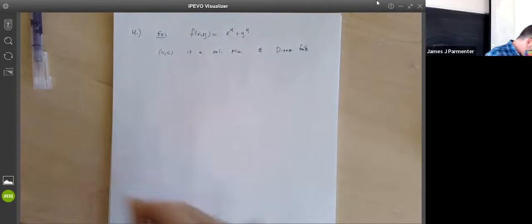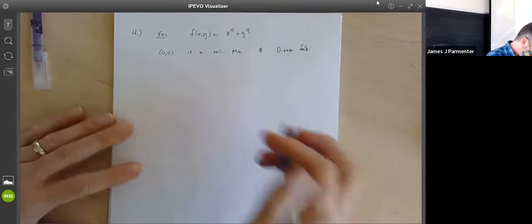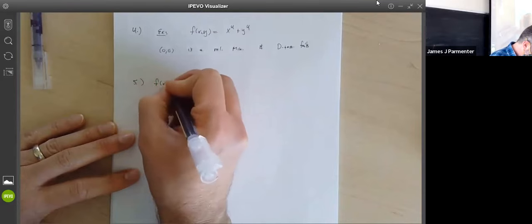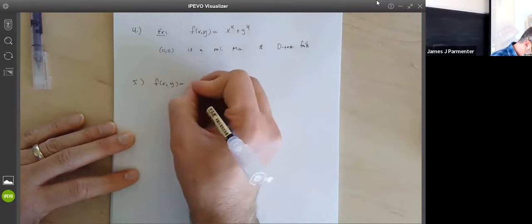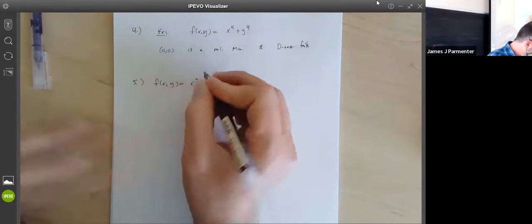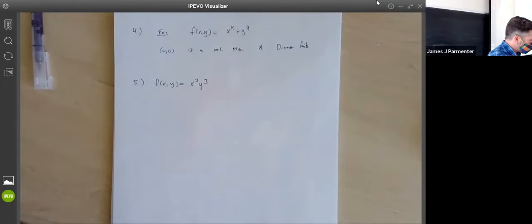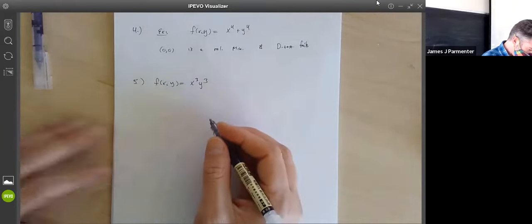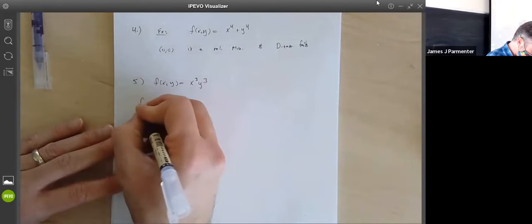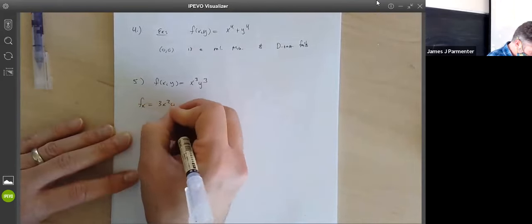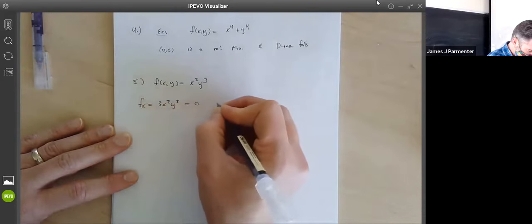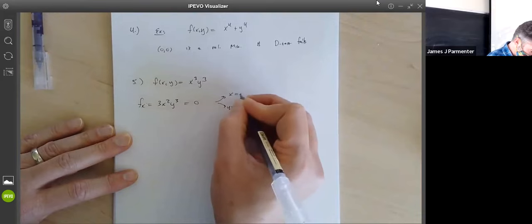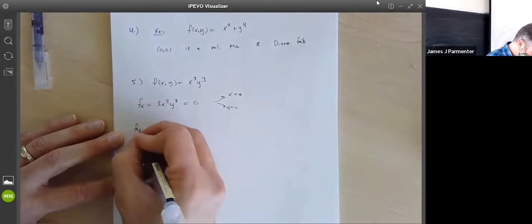Let's look at another example. Let's look at f of x, y equal to x cubed times y cubed. So let's see, fx is 3x squared y cubed. Set that equal to 0, you get x equal to 0, y equal to 0. And you're going to get the same sort of thing for fy.